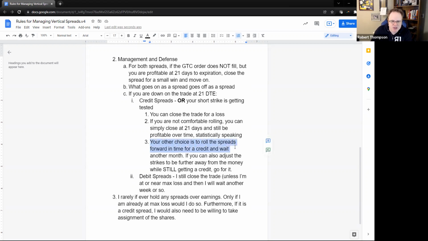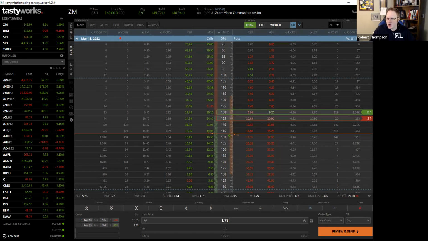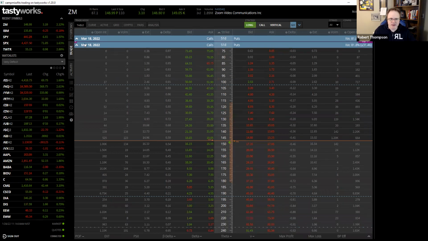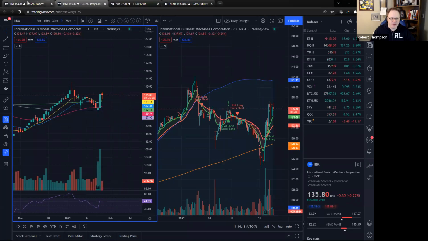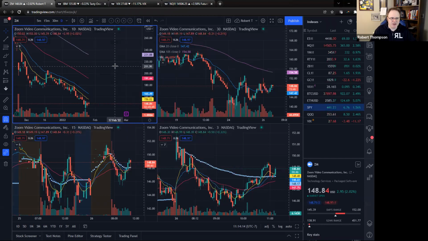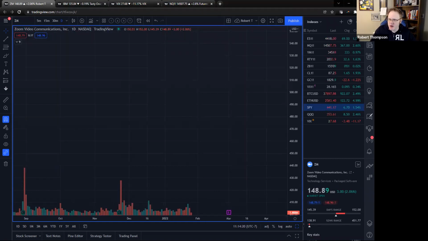Your other choice is to roll the spread forward in time for a credit and wait another month. If you can also adjust the strikes to be further away from the money while still getting a credit, go for it. Let's show you exactly how this works. Let's say, for the sake of argument, that we fill this $1.75, $5 wide spread on Zoom. I'm going to blank that out so I can get some space to work with here. Let me get a big blank page here that isn't blinding. All right, here's how this works.